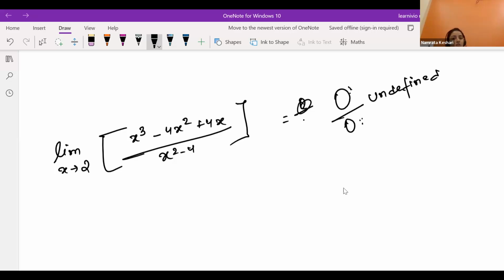जब भी हमें 0 by 0 मिलेगा, ऐसा अनडिफाइंड टाइप ऑफ सिनेरियो मिलेगा, मतलब कि ये जो पॉइंट है 2, इस पे फंक्शन डिफाइन ही नहीं है, तो x जो 2 के क्लोजर है उस पे डेफिनेटली डिफाइन होगा. हम टेबल बना के नहीं चेक करेंगे, हम सिंप्लीफिकेशन करेंगे और उसके बाद 2 पुट करेंगे. एम आई मेकिंग सेंस?